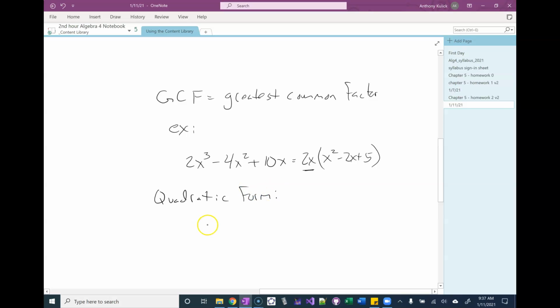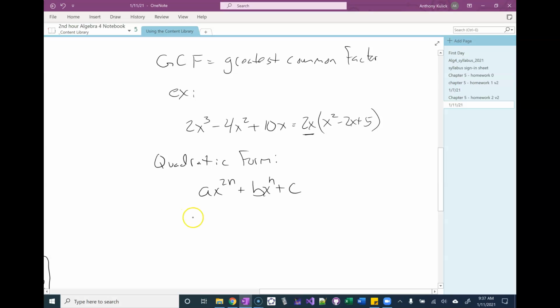The quadratic form is things that are of the form ax to the 2n plus bx to the n plus c. So an example might be something like x to the fourth plus 5x squared plus 4.